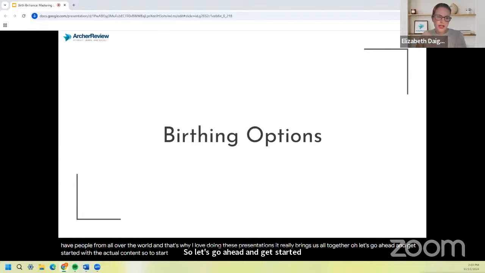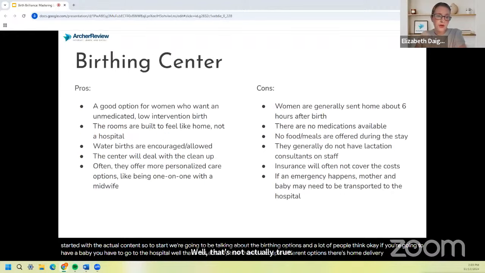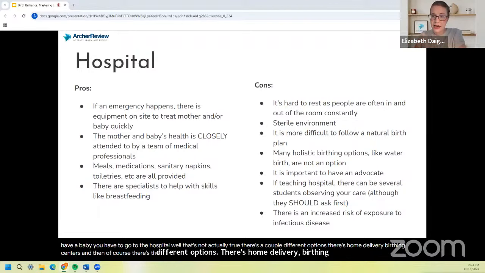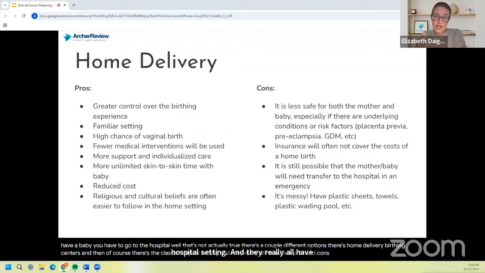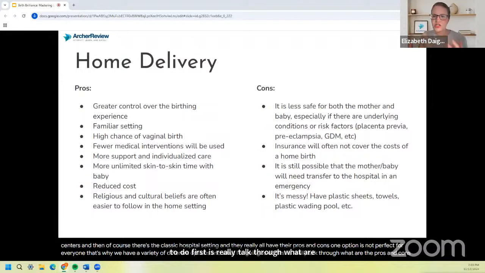So to start, we're going to be talking about the birthing options. A lot of people think, okay, if you're going to have a baby, you have to go to the hospital. Well, that's not actually true. There's a couple different options. There's home delivery, birthing centers, and then of course there's the classic hospital setting, and they really all have their pros and cons. One option is not perfect for everyone. That's why we have a variety of different options. What I'm going to do first is really talk through what are the pros and cons for each of these birthing options. And as you can see, we're going to start out with home delivery.